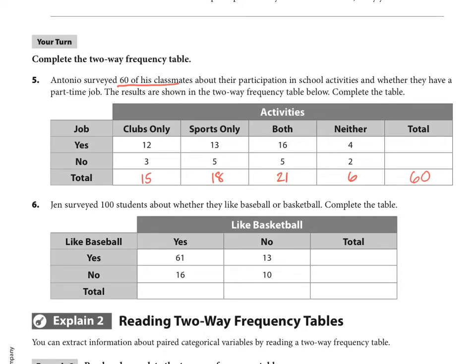So those are the totals that participate in just the activities without worrying about if they have a job or not. Our row totals, all students that have a job, I add those together and I'm going to get 20, 30, 40, 45. And those that don't have a job, it adds up to 15. And what we're hoping for is that when I take 45 plus 15, that equals my grand total. And when I add 15 plus 18 plus 21 plus 6, that gives me my total of 60. Which it does.